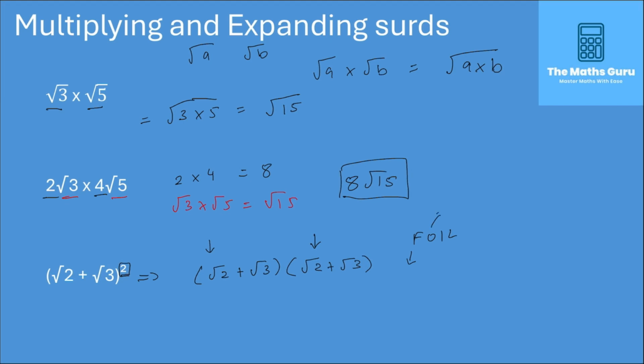Then we're going to look at our outside terms. So this will be this term and this term. Then our inside will be root 3 and root 2 in the middle, if we were to look at our two brackets as one big sandwich. Then our last term, so the last term in our first bracket times by the last term in our second bracket. So if we were to conduct our FOIL method, we're going to get our first term to be root 2 times by root 2.